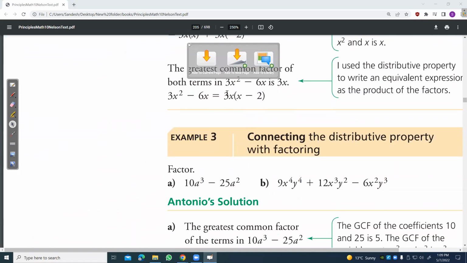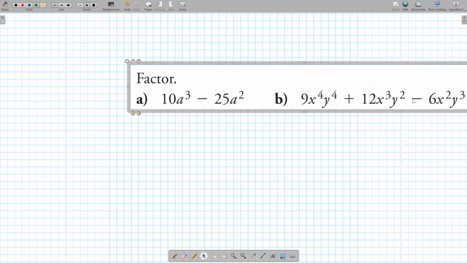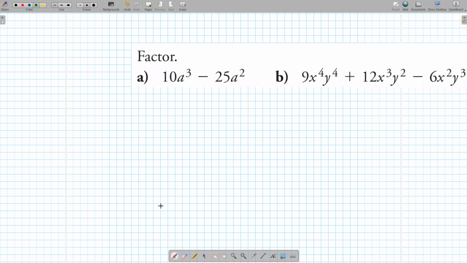Let's try doing these two. The first one's pretty basic. We have 10a cubed and 25a squared. What can we pull out? What do they both have in common? What's the greatest common factor between 10 and 25? 5. Yeah, you can pull out a 5. And what's the maximum number of a's you can pull out? a, a squared, or a cubed? a squared. Yeah, exactly, that's the maximum you can pull out.